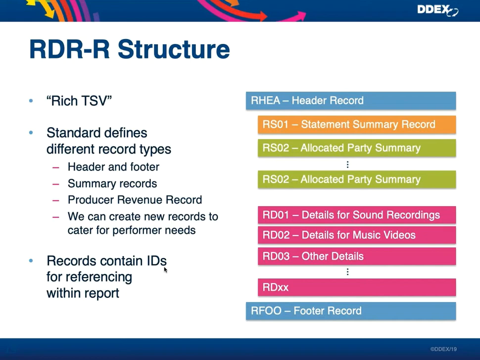One of the things that's quite important when you implement the standard is these internal record IDs that exist, so that you can then say that a specific sound recording is linked to a specific party, for example. So there is a pointer within the message from this RDR-1 record to an RSO2 record. Those kind of things need to be taken into account. But it works quite well.